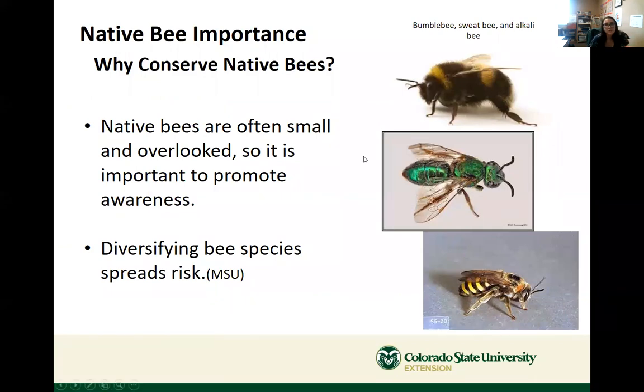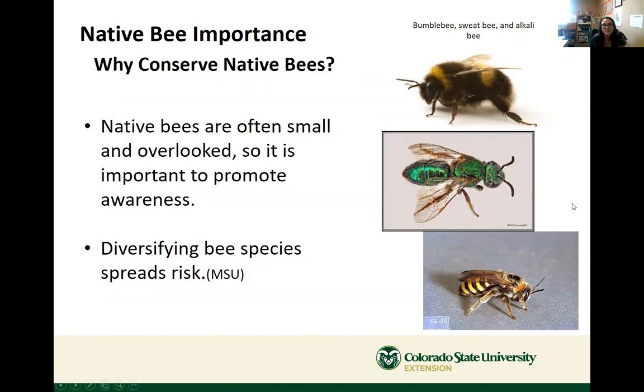Native bees often are small and they're overlooked because most of them are solitary. So they don't have these big swarming hives that we see with a honeybee. They nest in the ground and in things like that. So they're often overlooked. And some of them are so small, you might not notice they're a bee at all. You might think that they're a fly or some other kind of insect. So it is good to just kind of spread awareness that there are these little types of bees around.